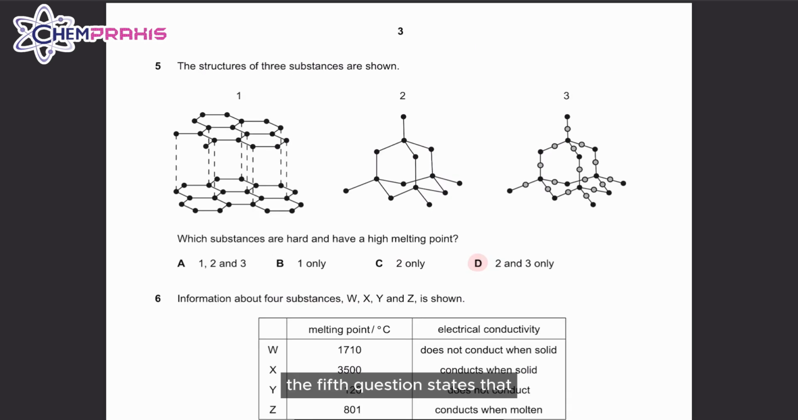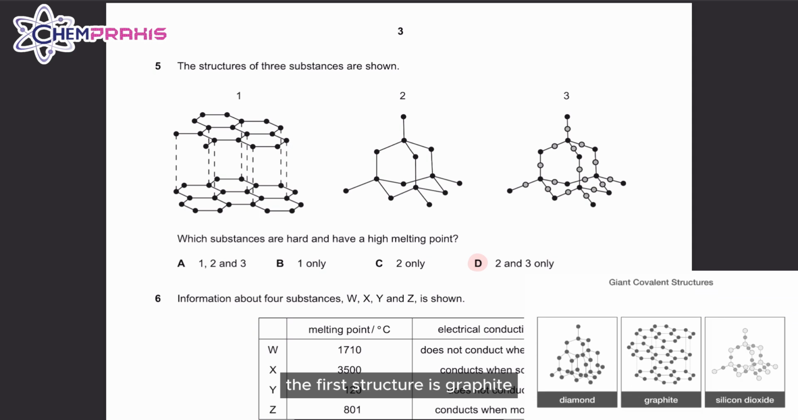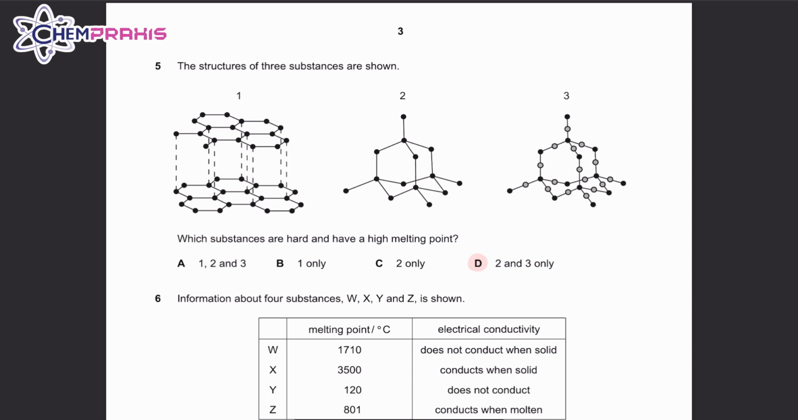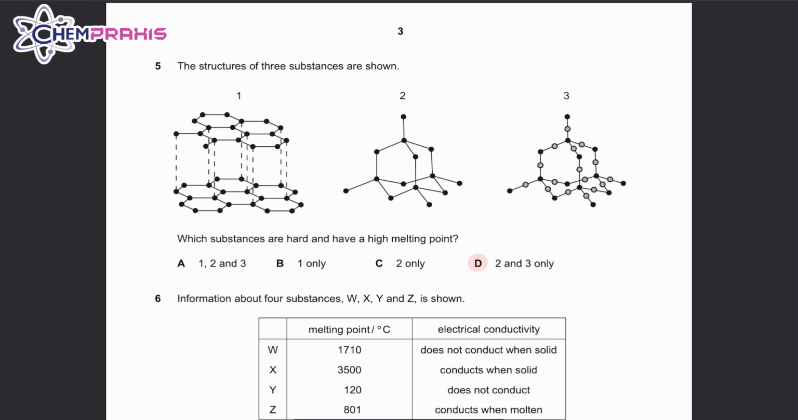The fifth question states that the structures of 3 substances are shown. Which substances are hard and have a high melting point? The first structure is graphite, followed by diamond, and then silicon dioxide. The first structure, which is graphite, is not hard. Hence, the answer will be 2 and 3 only. Diamond is extremely hard and has an extremely high melting point. Silicon dioxide is also the same.